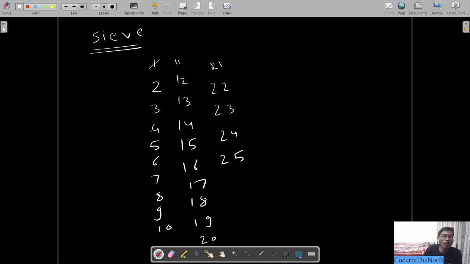we'll cancel out all the numbers which can be divided by 2. So simply it's the table of 2: 4, 6, 8, 10, 12. These numbers get divided by 2, so we'll remove them, 20, 22, 24. After that, now we have 3.